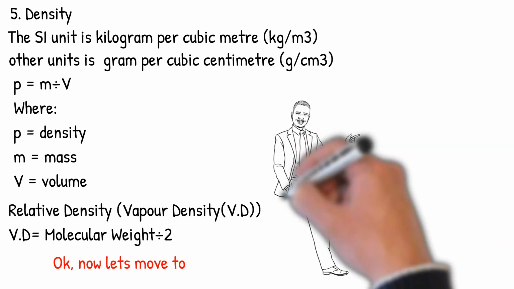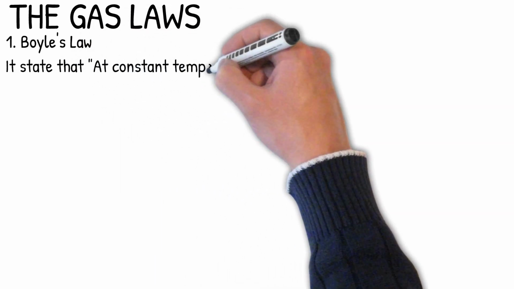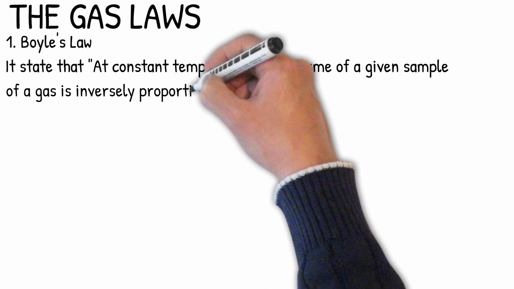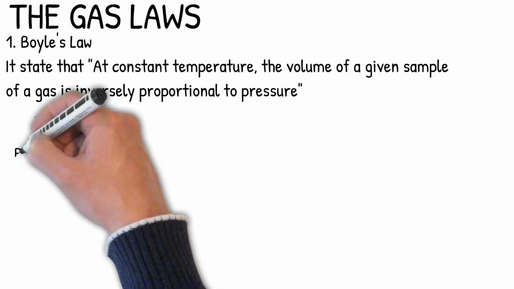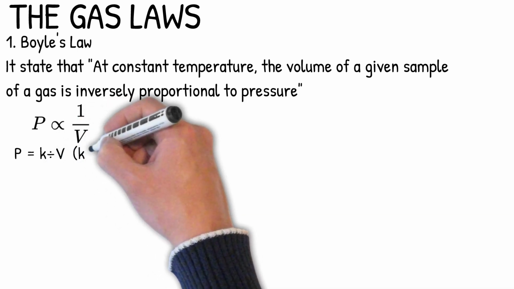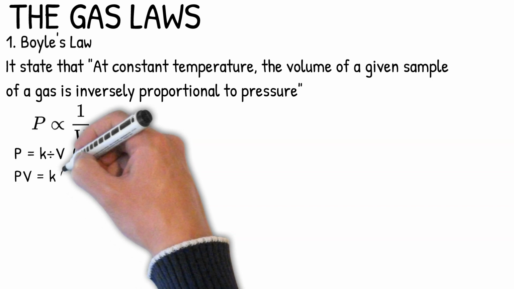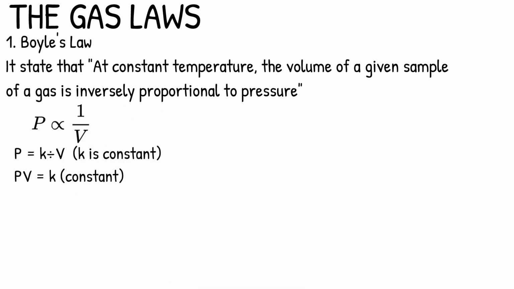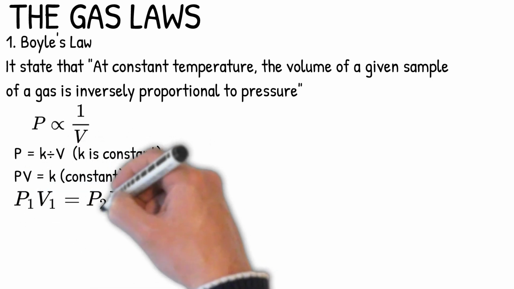Okay, now let's move to the gas laws. Number 1. Boyle's law. It says that at a constant temperature, the volume of a given sample of a gas is inversely proportional to pressure. Pressure is inversely proportional to volume. By removing the proportionality sign, we introduce the constant K. So the equation becomes PV equals K, where K is constant. If you have two gases, then the equation becomes P1 V1 equals P2 V2.